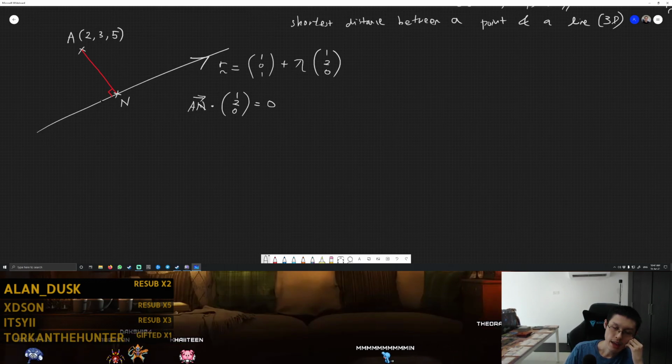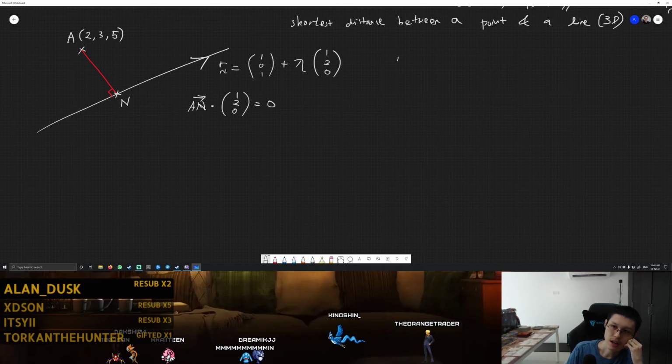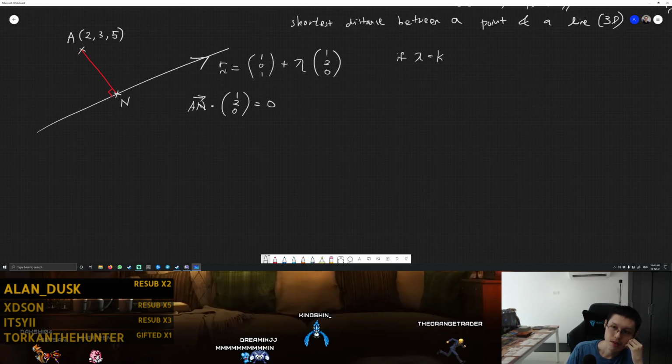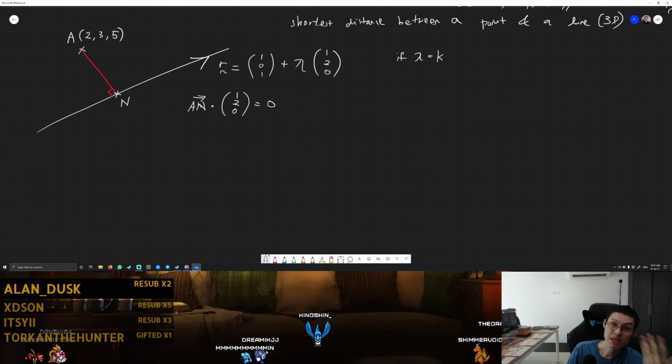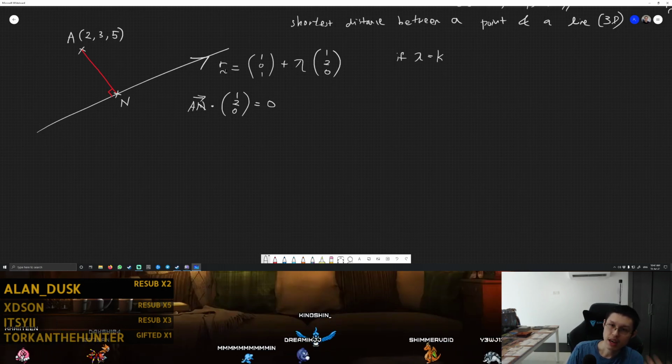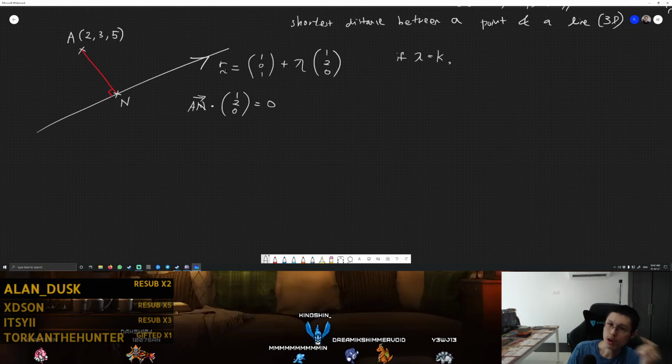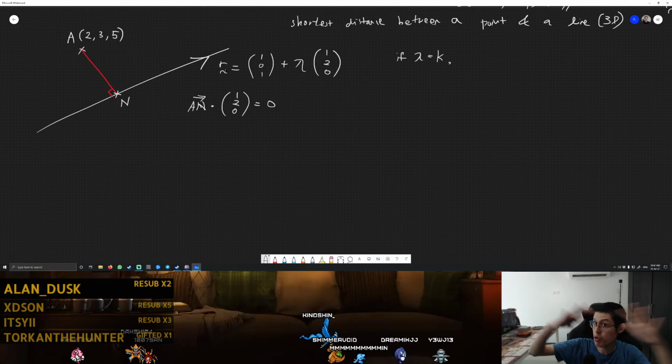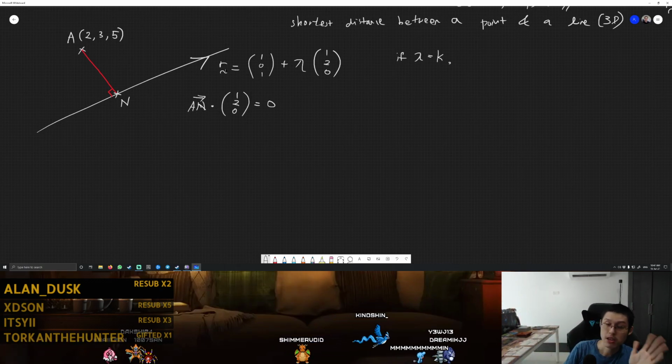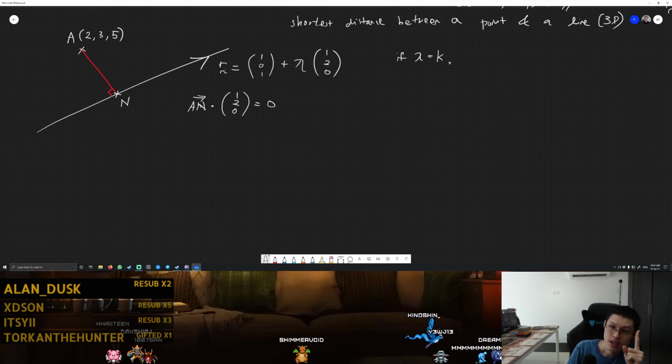Well, N is actually a point on this line, and r here represents all the points on the line. So if lambda is equal to k, because lambda can represent any real number, we're going to put in k. K is going to be one of the real numbers, because lambda is all real numbers, right? K is going to represent only one real number.